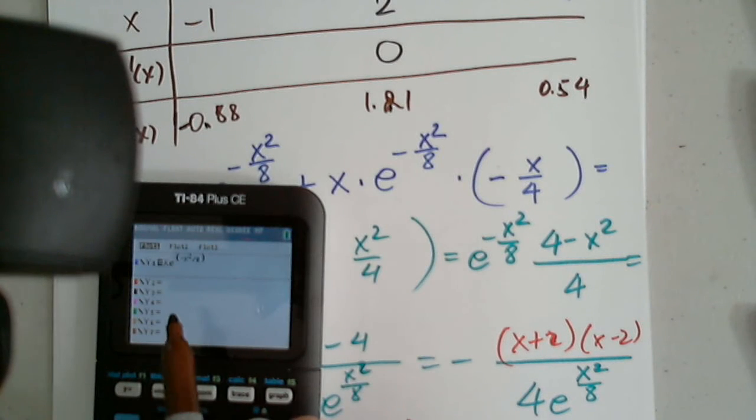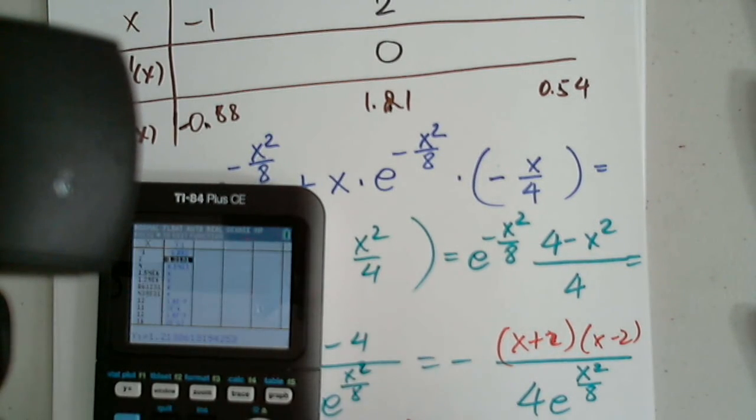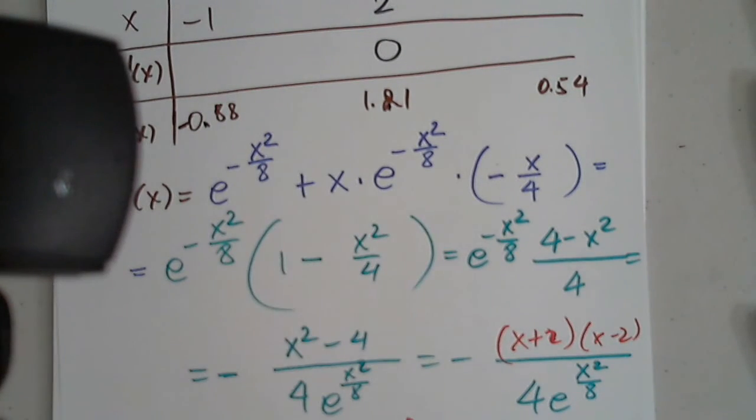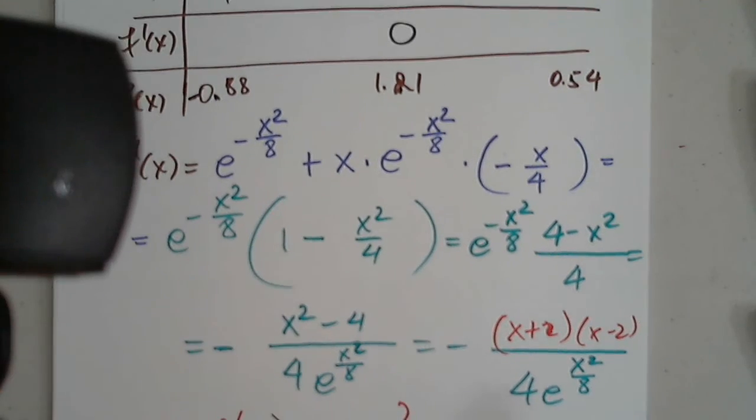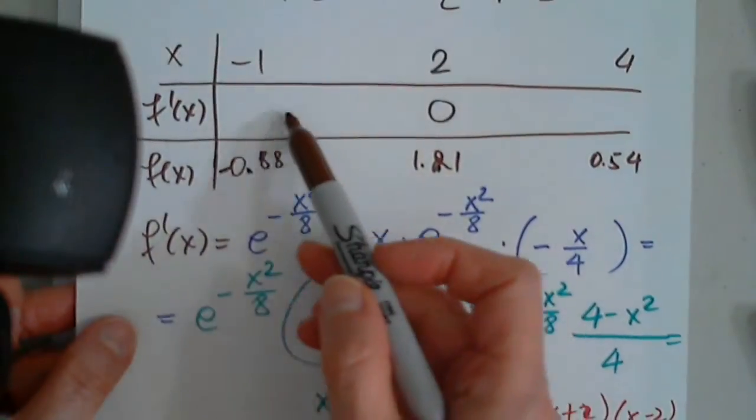I'm checking my function, x e to negative x squared over 8. That's correct. And negative 1, that's correct. 2 is correct. 4 is correct. Okay. Good. So now I have to study the sign of the derivative so I can fill in the sign here.